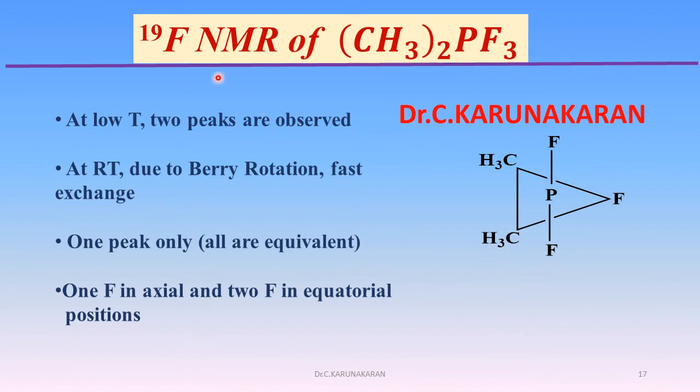In fluorine-19 NMR, the structure of dimethyl phosphorus trifluoride is elucidated. At low temperature, 2 peaks are observed. At room temperature, due to pseudorotation and fast exchange, only 1 peak is observed, as they are all equivalent. There is 1 fluorine in the axial position and 2 in the equatorial position. Using NMR, this structure is elucidated.